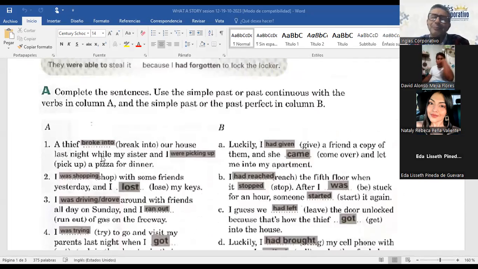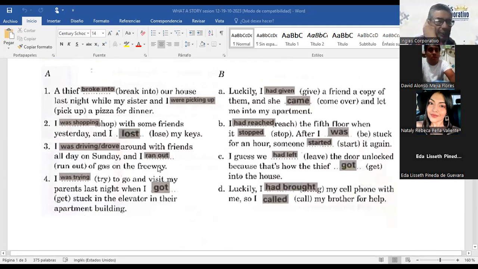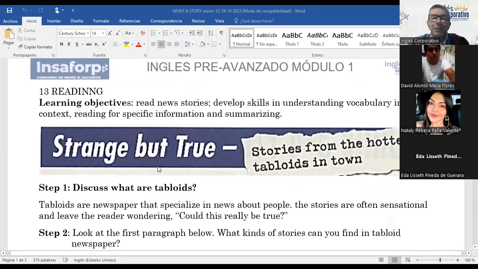Just to remember, I made a joke and I said, but if we're studying the past perfect, where is it? We're using simple past or past continuous in column A, because remember that the past perfect happened before another action. Okay, so I came to my house, and a robber, a thief, had broken in. So what happened first? That the thief broke into my house. So that's why the past perfect is in the second column and not the first one. Remember that I made a joke. And then we are going to read.